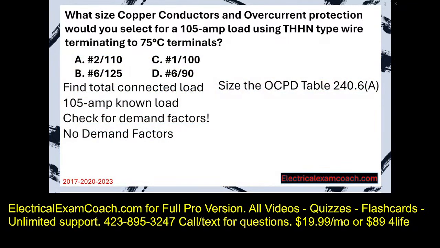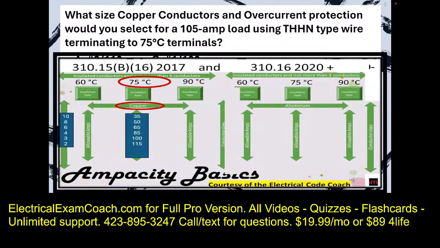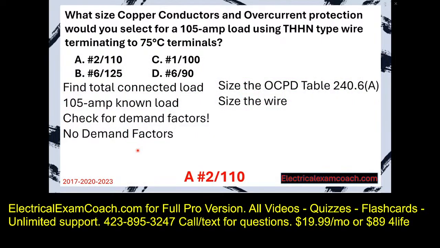Now, let's size the wire. For that, we head to our primary ampacity table. The known load's 105 amps. We're on the copper side of the table because that's what the question said. We're in the 75-degree C column, and we go down and find a wire that covers the known load, 105 amps, and we're going to end up with a number 2 wire on a 110 amp breaker. Great job.